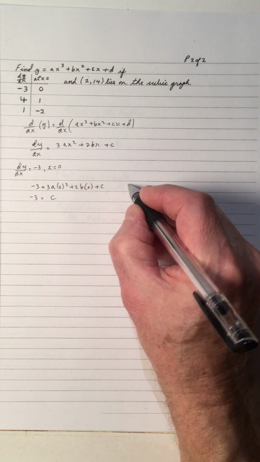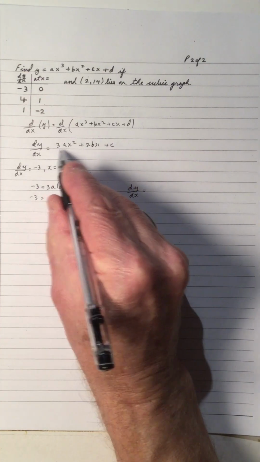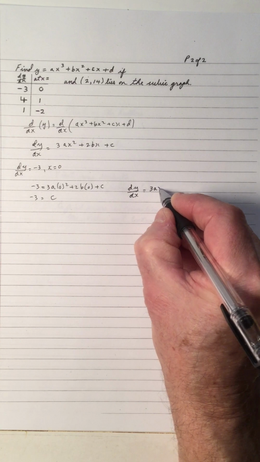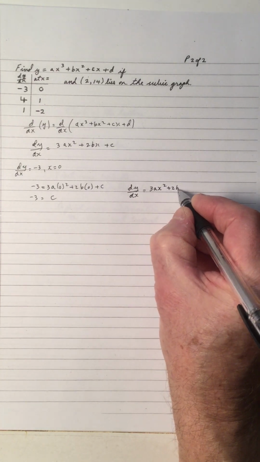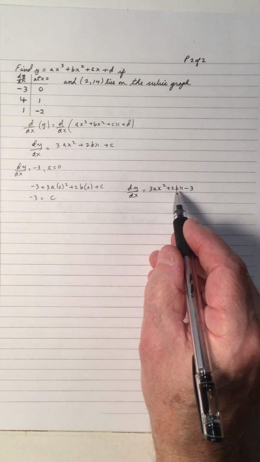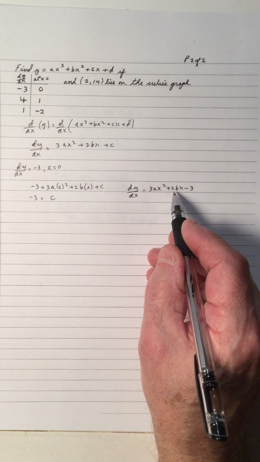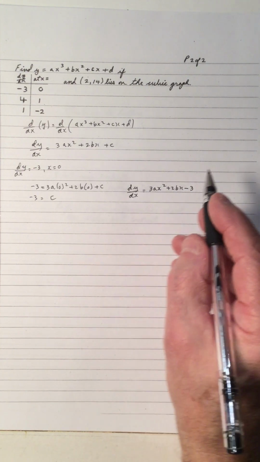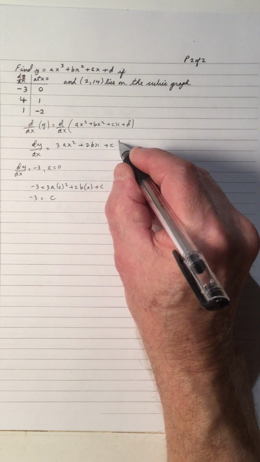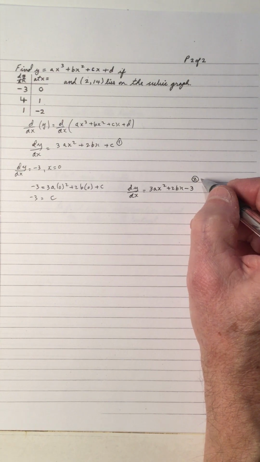So that means we have dy/dx, and we're going to put c as negative 3 right here. So we got 3ax squared plus 2bx minus 3. Now we have the equation narrowed down. We found c, and now we've got to find a and b. Let's call this equation number 1, and this equation number 2, in case we have to come back and refer to them.